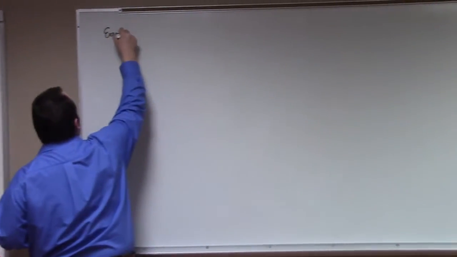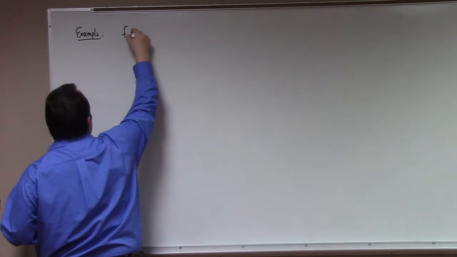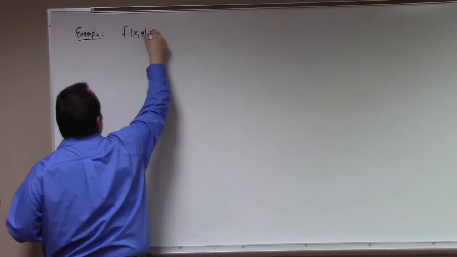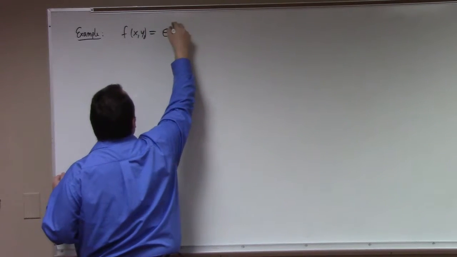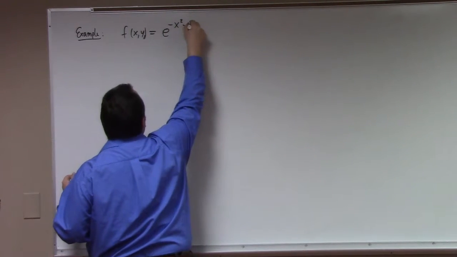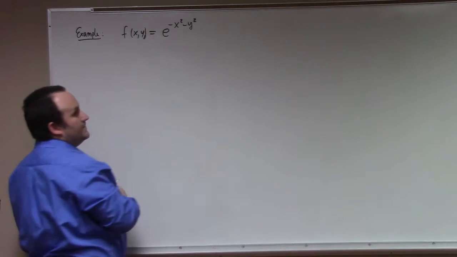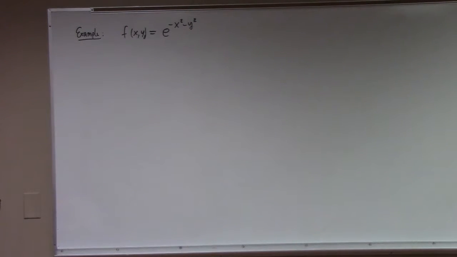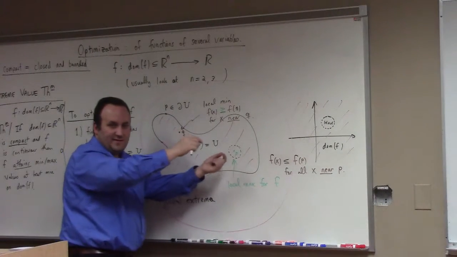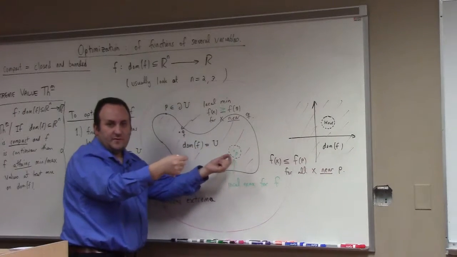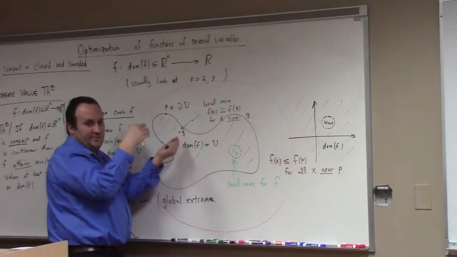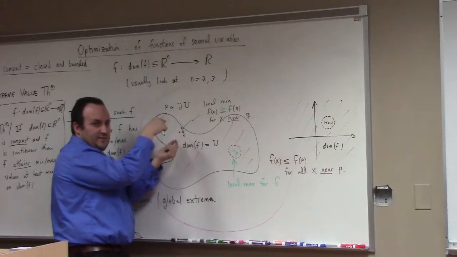How about this? If we look at f of x, y equal to e to the minus x squared minus y squared, right? And by the way, we could look at this as a graph to understand what I'm saying here more geometrically as well, right? Like a local max would be sort of like a tent, and the tent pole would be at the maximum. And a local min would be sort of like a dip.